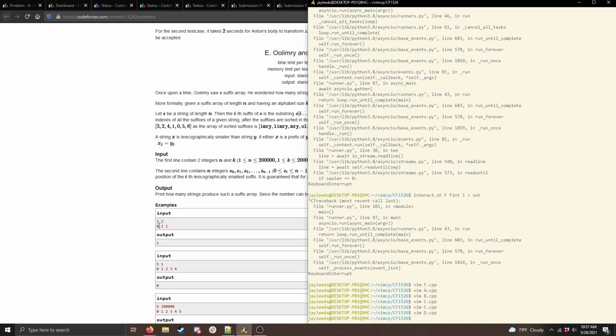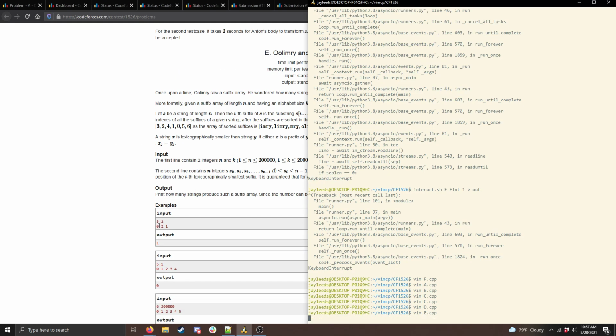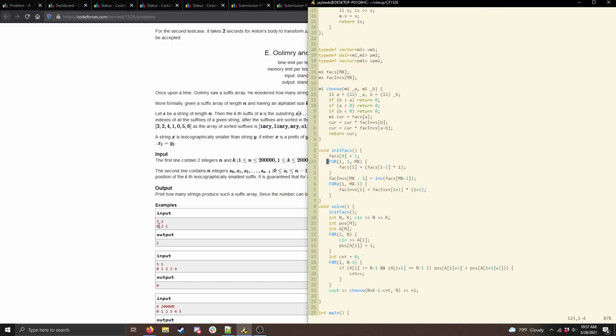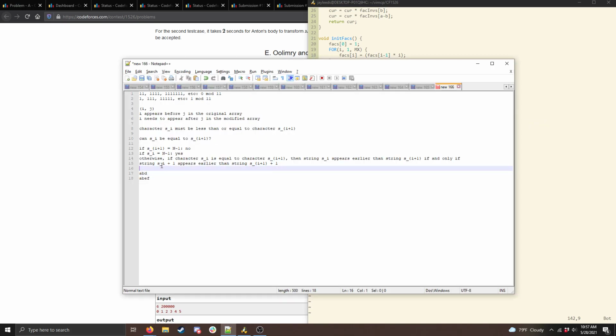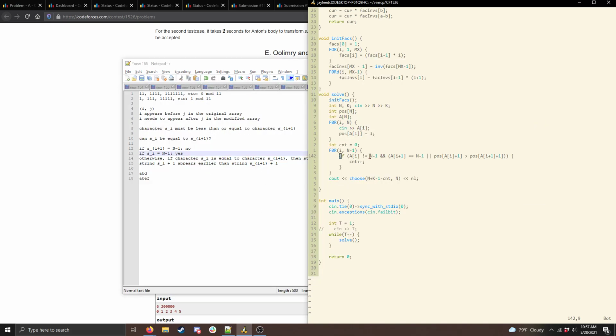Okay, so let me walk through my solution real quick. I first read in the input, and I identify the position of each character. Then this line essentially implements the criteria that I wrote up. I first check if either of these is equal to n minus 1, and otherwise I see if S sub i plus 1 appears after S sub i plus 1 plus 1. And this essentially identifies the case where equality is not allowed.